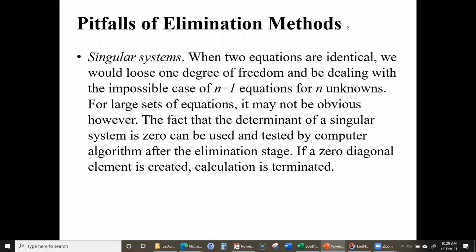So for such an n by n system in which two of the equations will be the same, that means two of the rows of the system will be the same, it will make the determinant of the system 0. And in Cramer's rule, if the determinant of the system is 0, then that is the case of division by 0. So we cannot obtain any unique solution for the system.